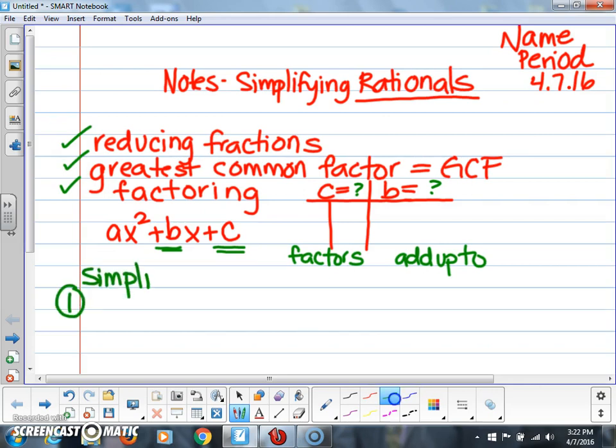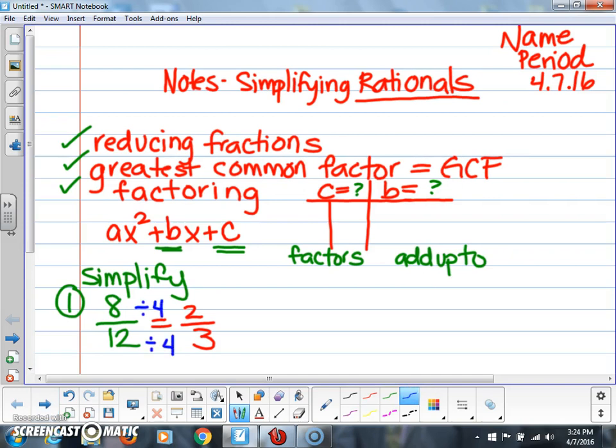Simplify. If I ask you to simplify this fraction, I want you to talk to your partner really quickly and decide what that's going to be. Very good. When you reduce 8/12, it becomes 2/3. Now, how did you go from 8/12 to 2/3? Divided by 4. Okay, good. You divided by 4 to the numerator and the denominator.